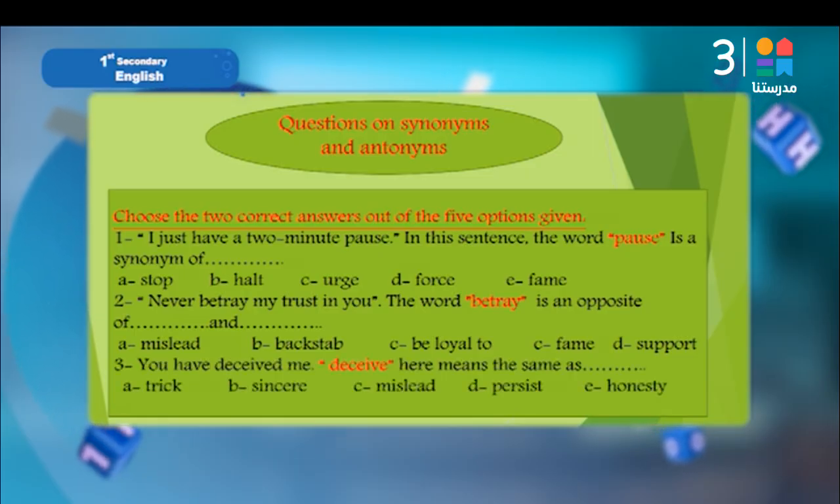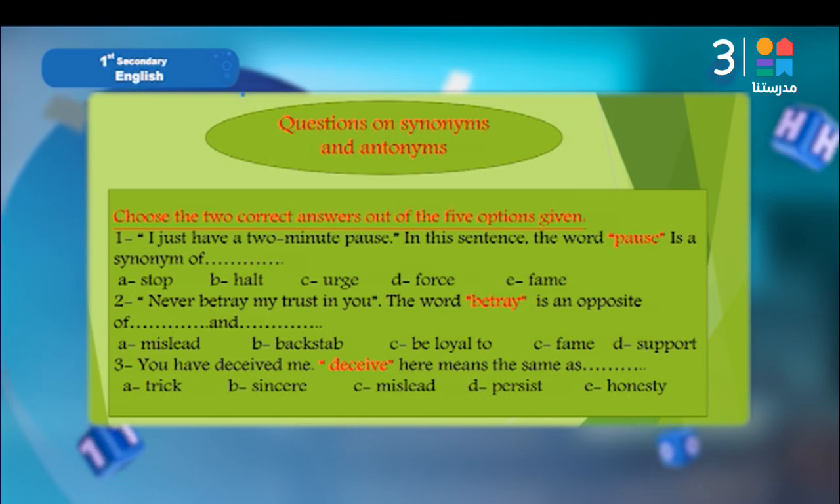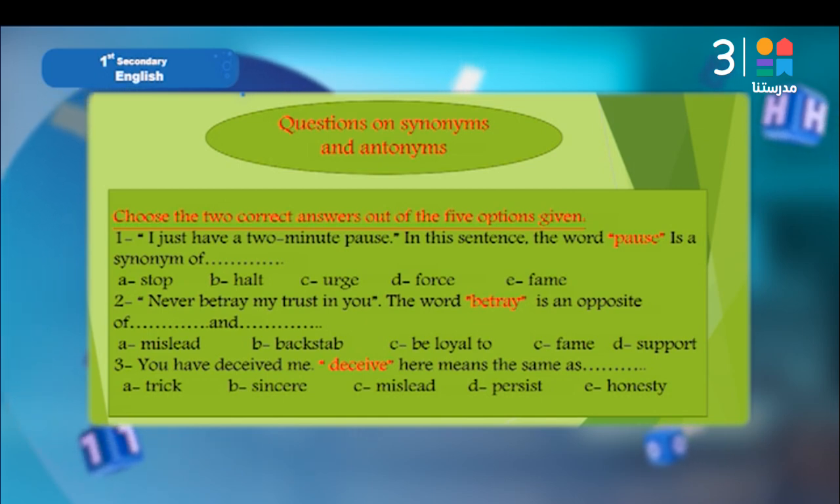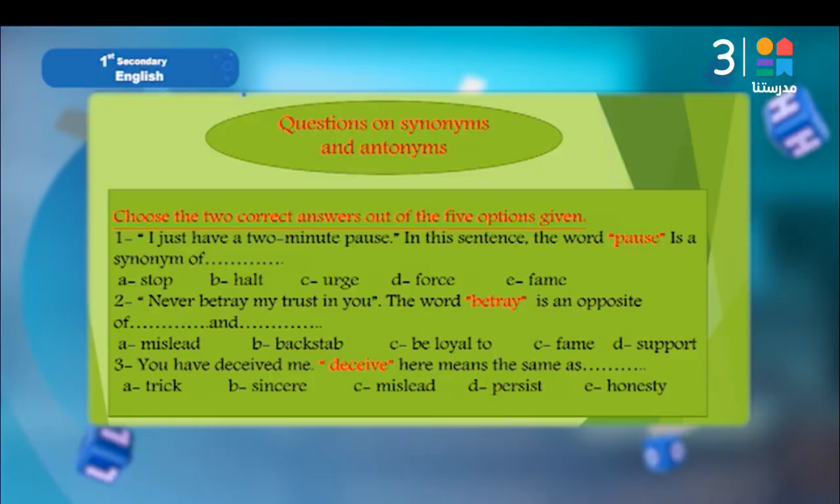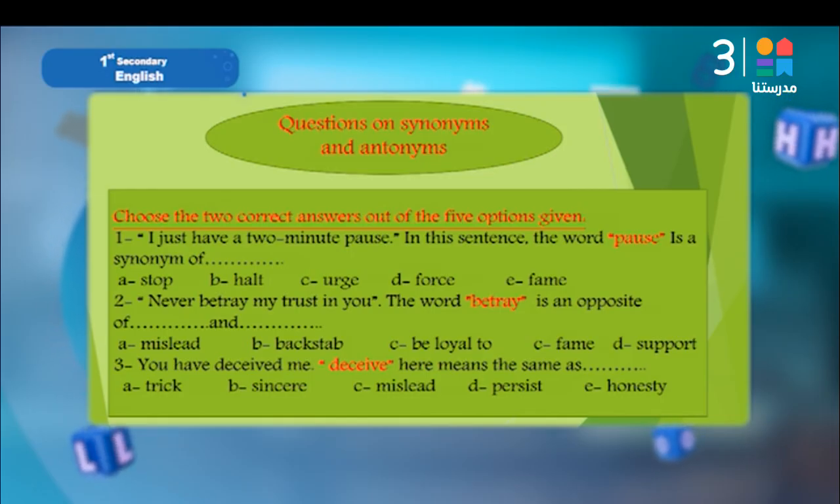You have deceived me. Remember the word deceive? Here it doesn't say synonym or opposite or antonym, it gives me something different: the same meaning. But we knew before that the same meaning means synonym. So I need here the synonym of the word deceive. What does deceive mean? Excellent, very good. Trick and mislead.